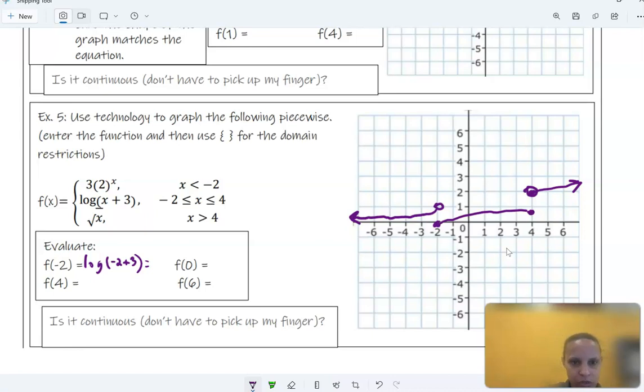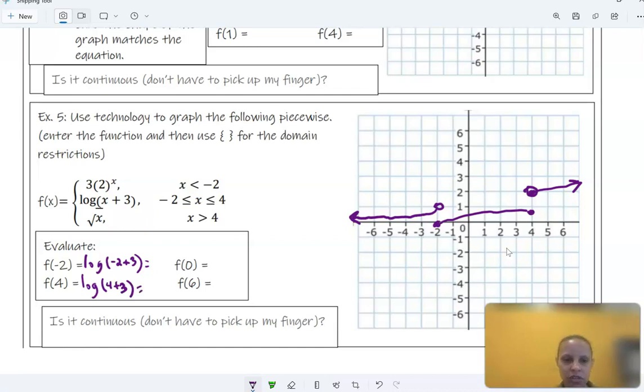f of 4, so where's 4? This is greater than 4, but 4 included is right here. So that's also the log one. So log of, instead of -2 now, it's 4 plus 3. And again, I'll put that straight in the calculator all together so you can see.